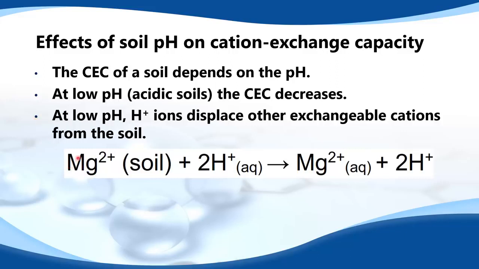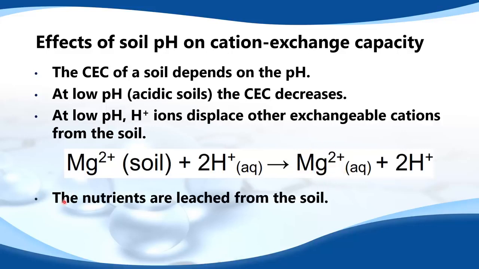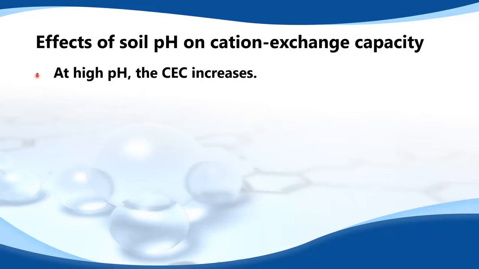So here we have Mg2+, which is an essential plant nutrient, and that's in the soil. And these hydrogen ions here are displacing the magnesium ions from the soil, and then the magnesium ions are going into solution. So the nutrients, that's the Mg2+, are leached from the soil and they're unavailable to be taken up by plants. At high pH, the cation exchange capacity increases.